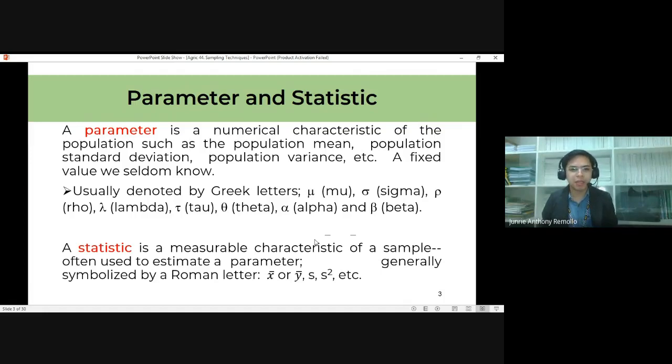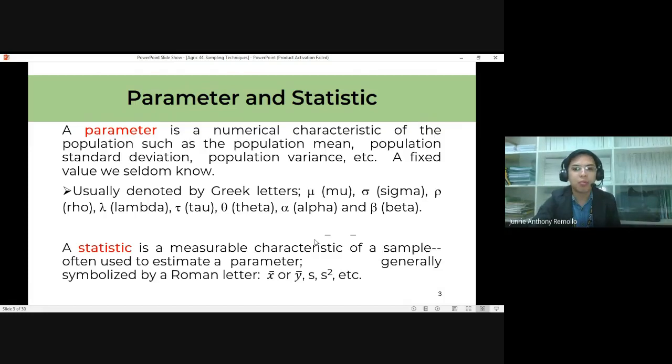These denotations or symbols were already discussed during our earlier topics in this subject. So if we look at the parallelism of a parameter and a statistic: a parameter is the numerical characteristic of a population, whereas a statistic is the numerical characteristic of a sample. And as I mentioned earlier, we need to obtain the sample of a particular population in order for us to make conclusions or analysis about the entirety of the population.